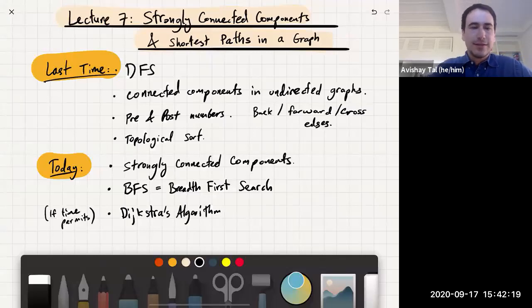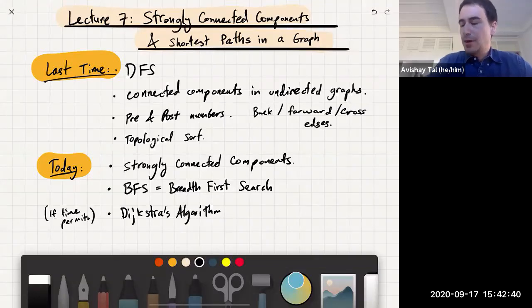Okay, hi again. So in today's lecture, I believe this is lecture number 7, if I counted correctly. We're going to continue talking about graph algorithms. And in particular, we will start with more applications of DFS, and we will show how to compute the strongly connected components of a directed graph.